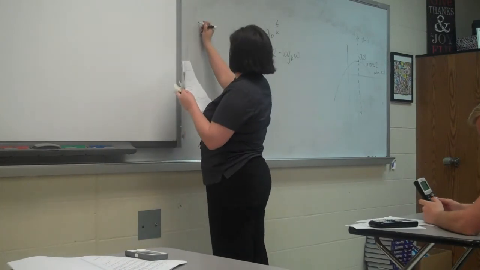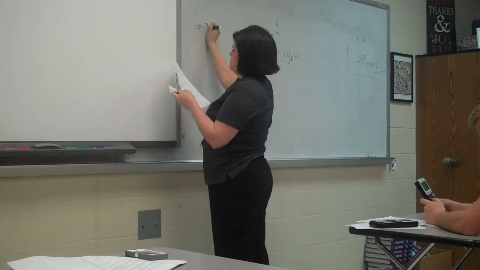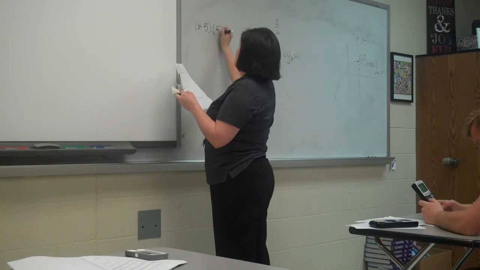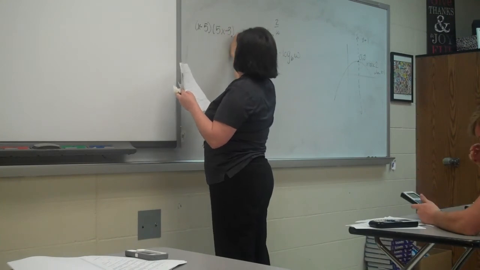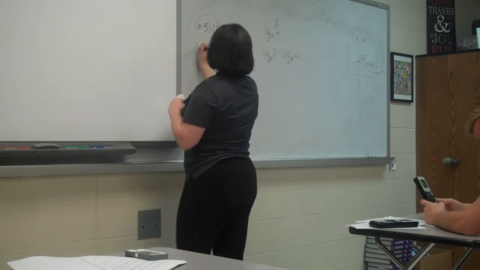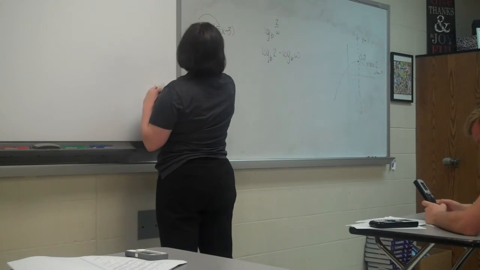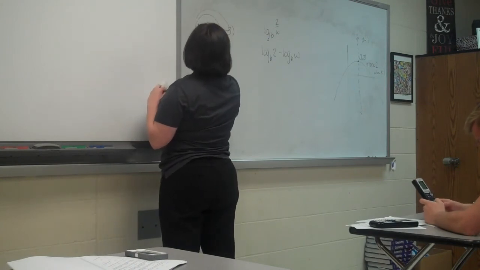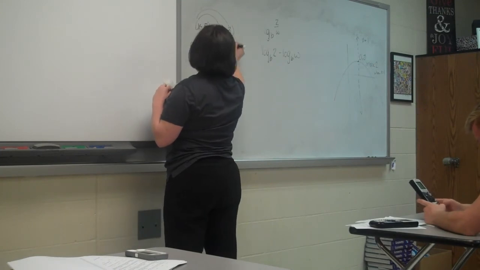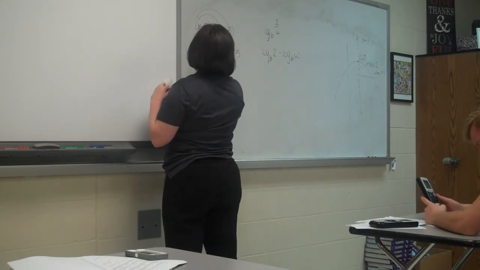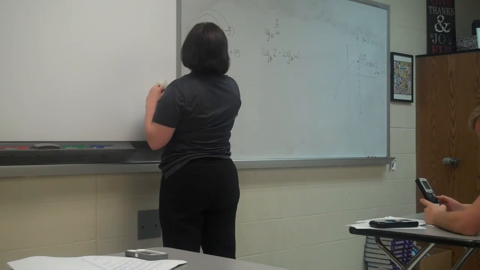Yeah, busy person. X minus 5, 5x minus 3. Distribute. X times 5x is 5x squared. Then I'd have minus 3x, and then I'd have minus 25x, and then I'd have plus 15. That'd be 5x squared minus 28x plus 15.